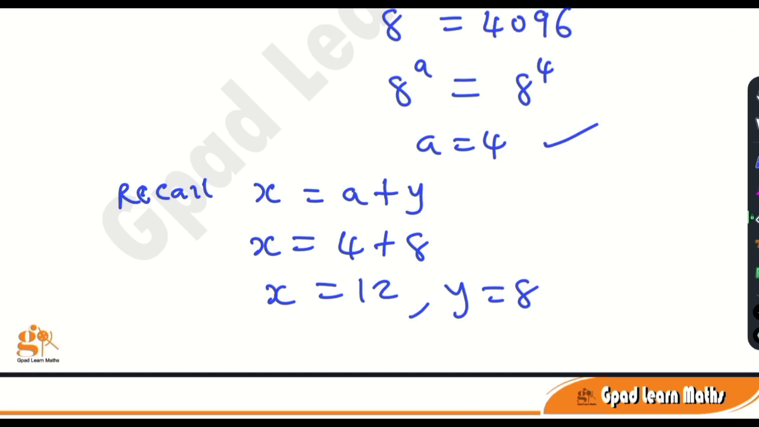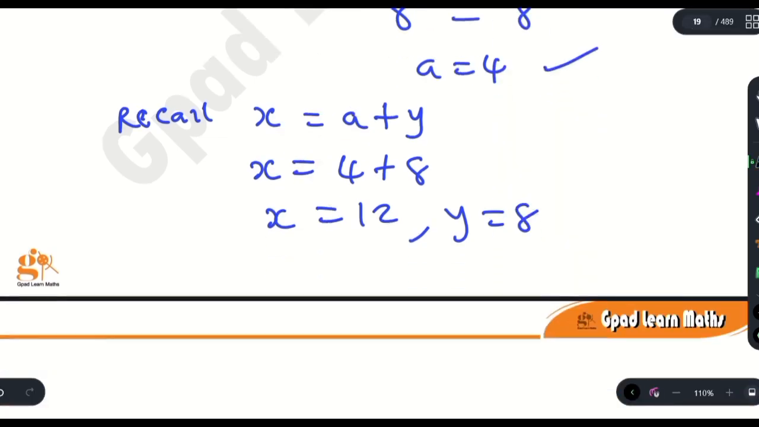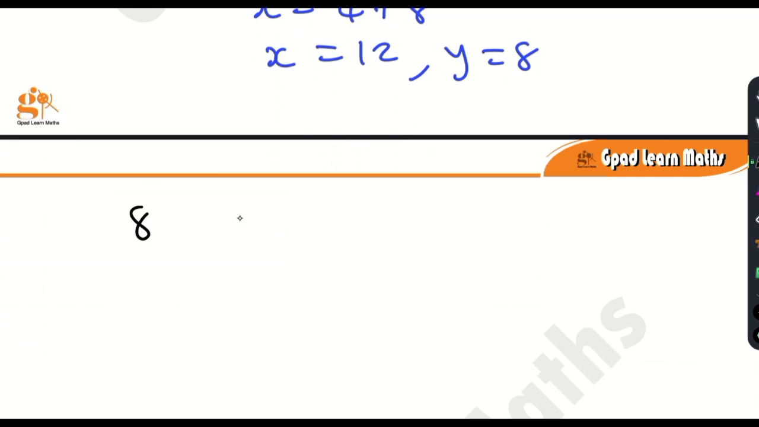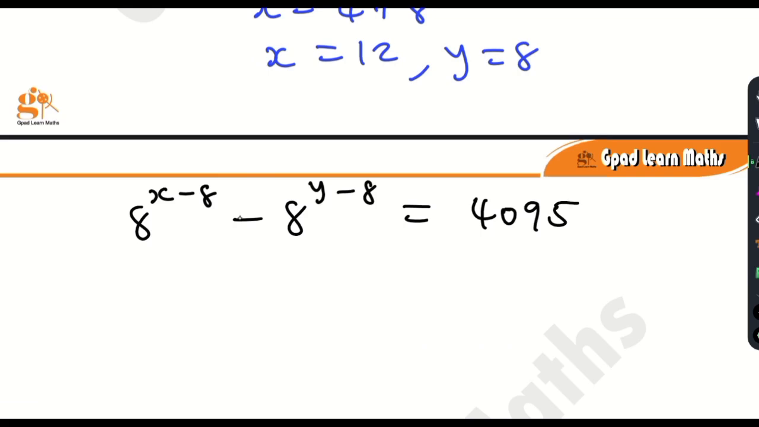But we need to confirm if this is the correct answer. So we're going to rewrite the equation and test it out. What is the equation again? Let me just write this here again. It is 8 raised to power x minus 8, minus 8 raised to power y minus 8, is equal to 4095.